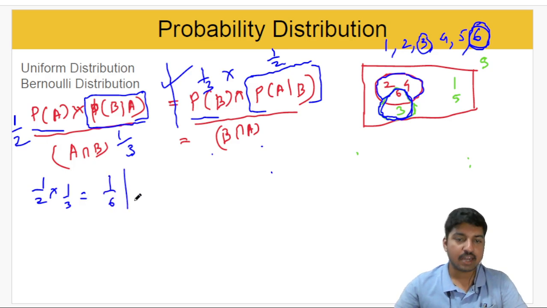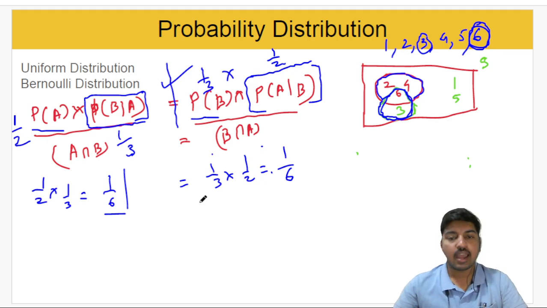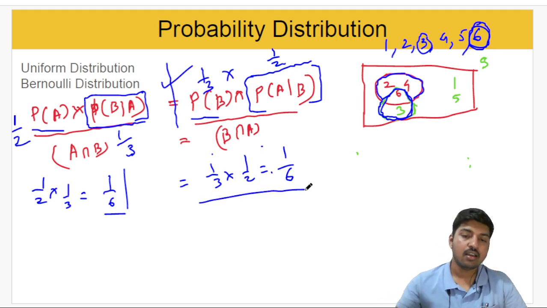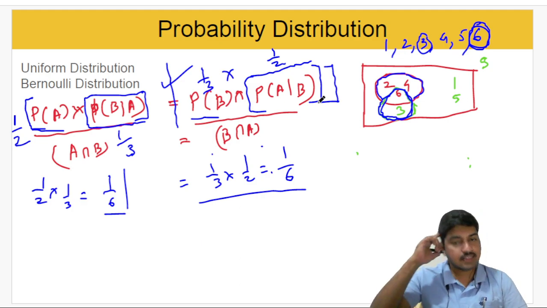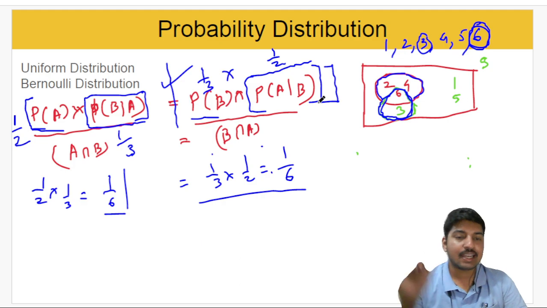This is my left hand side. What is my right hand side? 1 by 3 into 1 by 2, which is equal to 1 by 6. My left hand side and my right hand side are equal. That's why I am saying that this is true. Got it? You got my point? Yes, this is what exactly has been used.